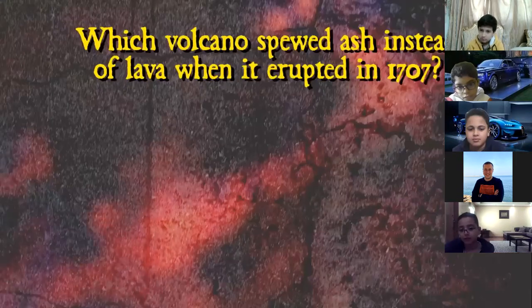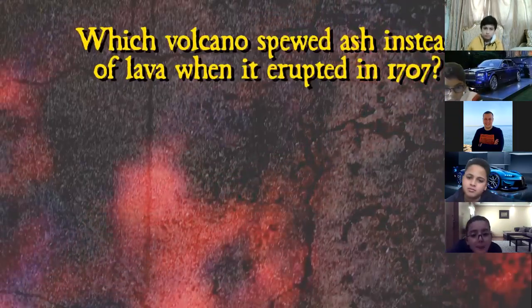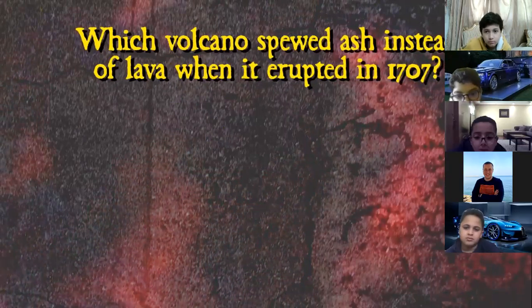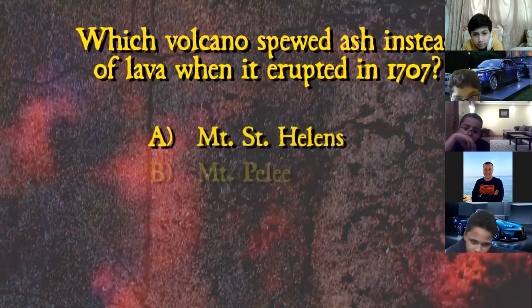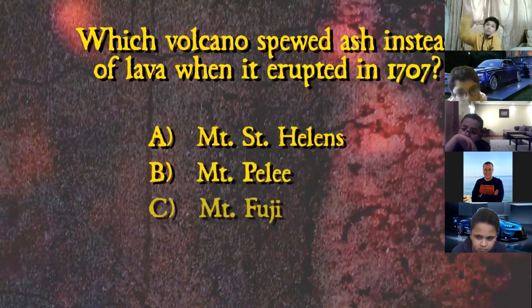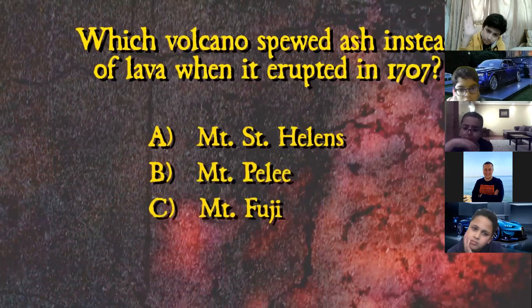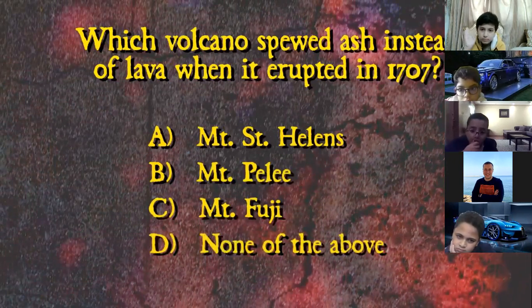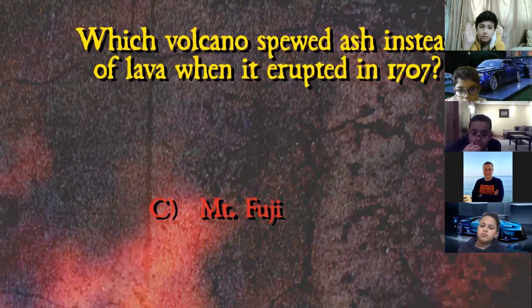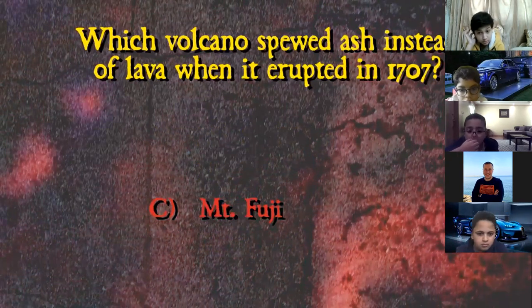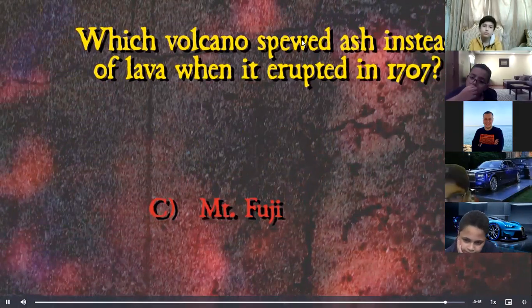Question 3. Which volcano spewed ash instead of lava when it erupted in 1707? A. Mount St. Helens, B. Mount Pelée, C. Mount Fuji, D. None of the above. If you answered C, you know that Mount Fuji spewed ash instead of lava when it erupted in 1707.